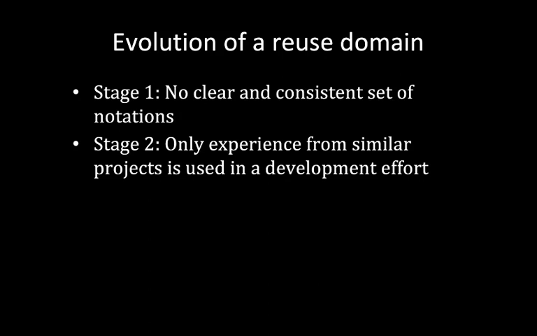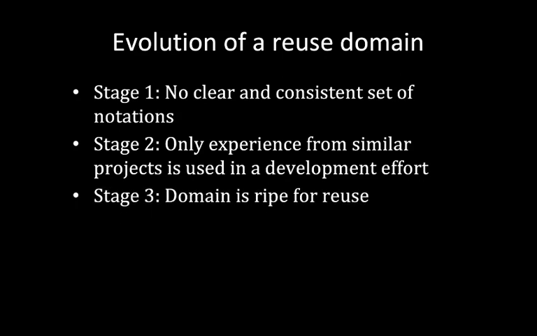So we use that experience to develop new software. That is known as knowledge reuse, because we are using the knowledge from the previous project to develop new software. So this is known as stage 2 of the reuse domain. Then there is stage 3. Here the domain is ripe for reuse. That means we have already developed some concepts, and all the notations are standardized. We have some components and knowledge, so we try to use that knowledge and those components again for developing new software.